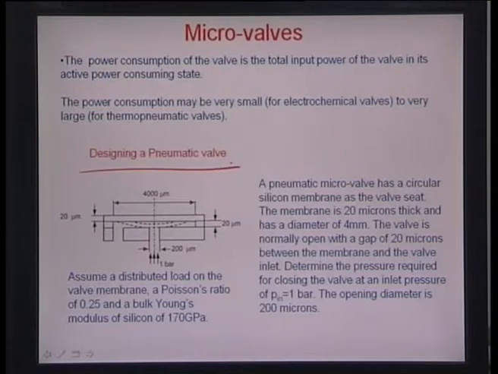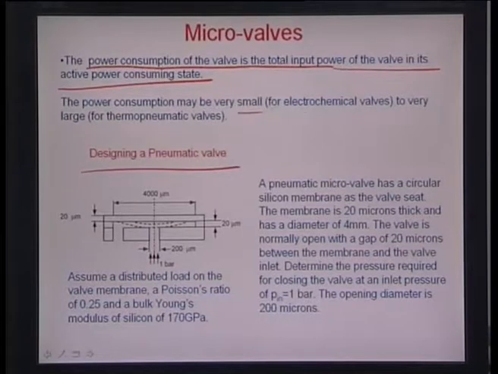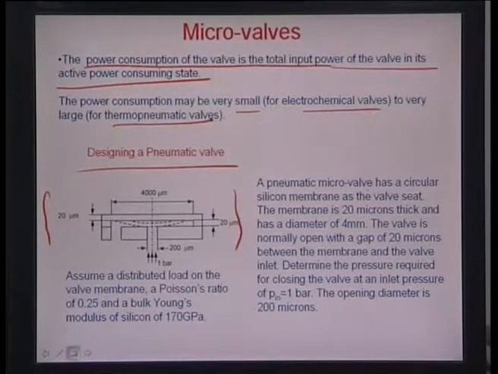So the power consumption of the valve really is the total input power of the valve in its active power consuming state, and it may be small for electrochemical valves and very large for thermopneumatic valves, depending on the actuation mechanism and how things can be actuated. In this example we want to design a pneumatic micro valve system. So let us now solve this example of designing a pneumatic valve system.